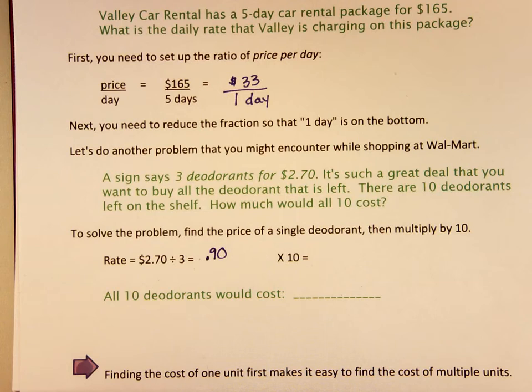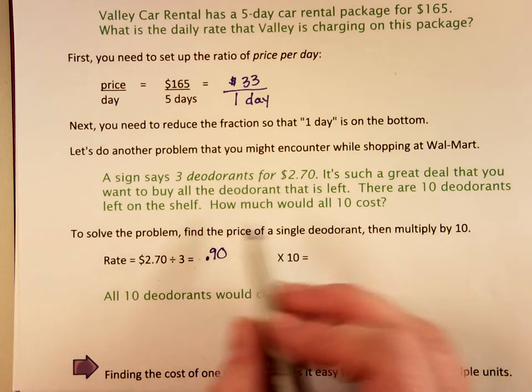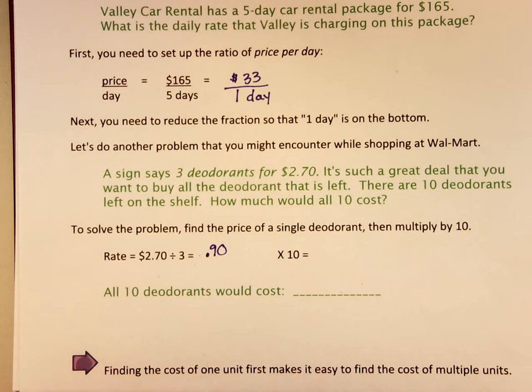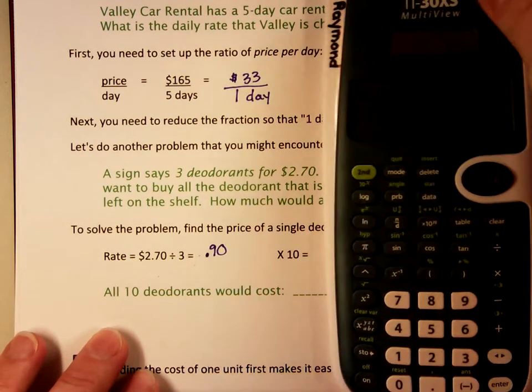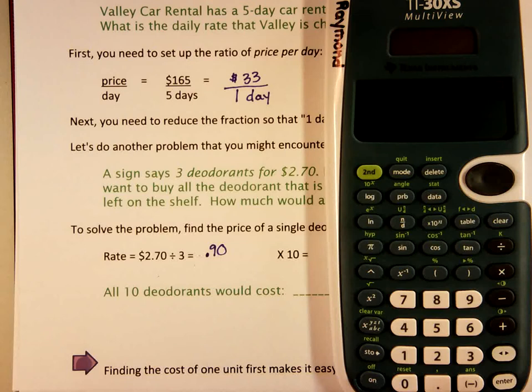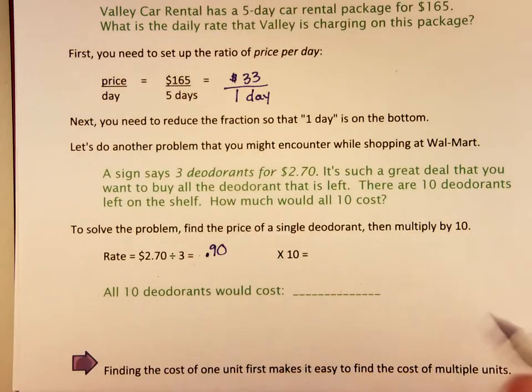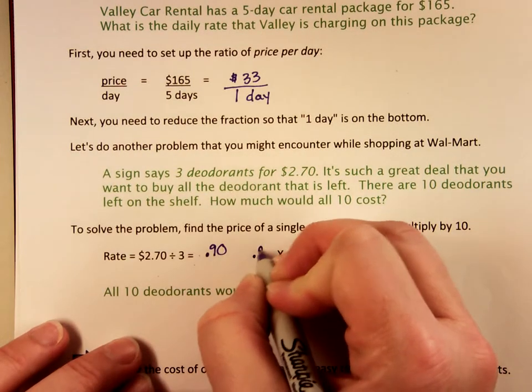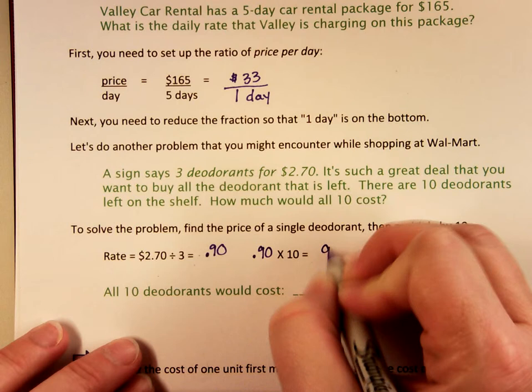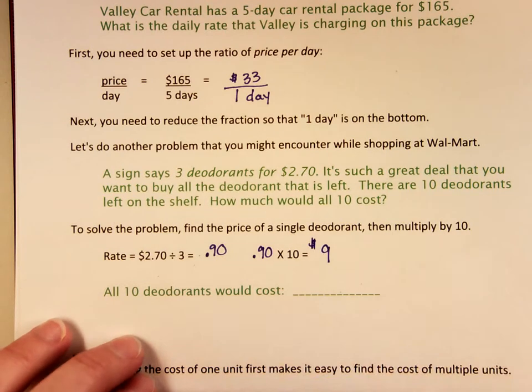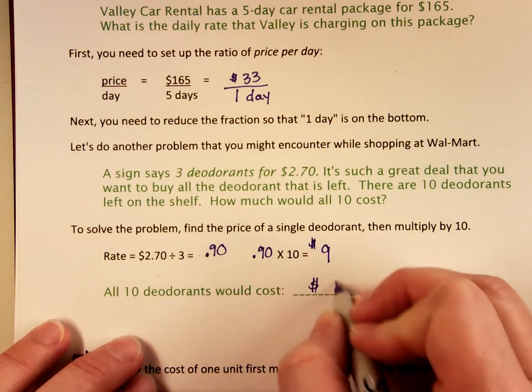And now you have to multiply to get how much would all 10 cost. Let's get our calculator, even though you probably can do it in your head. We have 0.9, let's multiply by 10. And it comes to 9. 0.90 times 10 came out to 9. $9 for all 10 deodorants.